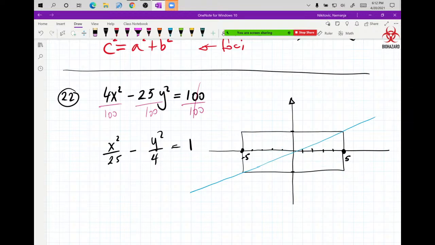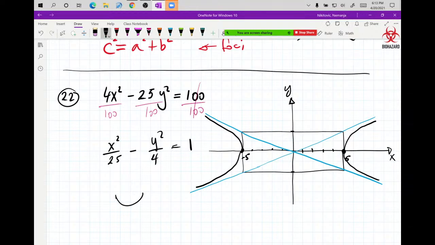This is terrible. Somewhat better. So we know that the hyperbola is going to be this way, and the reason we know that is because it's x squared first rather than y squared. When it's y squared first, then you get this one. It's x, you get that one.